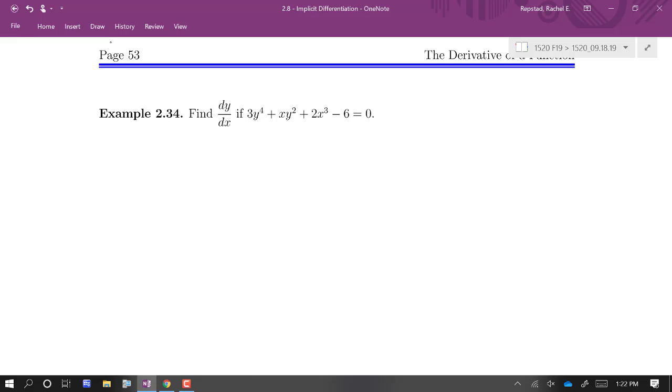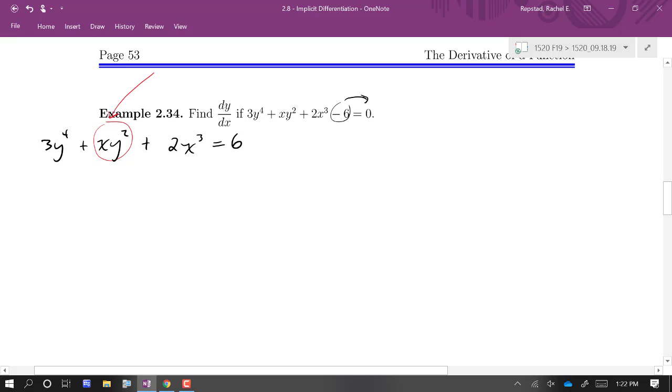So we want to find dy dx. We're going to do the same thing. We're going to differentiate both sides with respect to x. And if it's okay, I'm just going to throw this on the other side, equals 6. There's something we have to be a little bit careful about here.